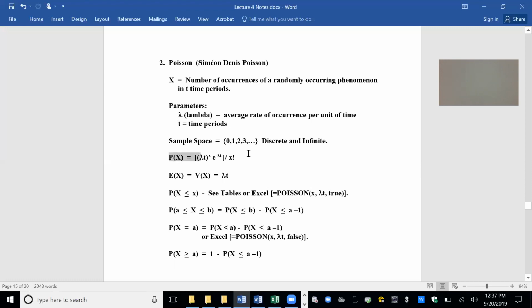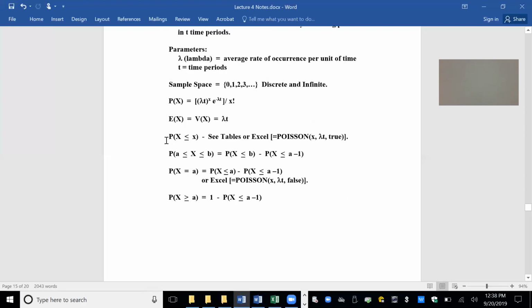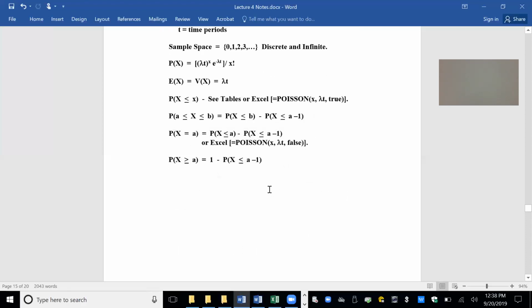Here's the formula. That's a complex looking formula. Maybe use Excel this week instead. That's what, of course, Excel has in its library when you call the Poisson function. Expected value and variance are the same thing, lambda t. And the rules for finding less thans, ranges, equal tos, and greater thans are exactly the same as the binomial.